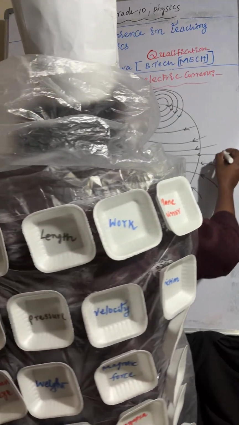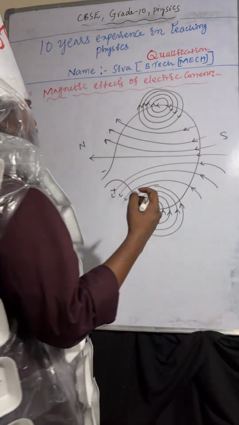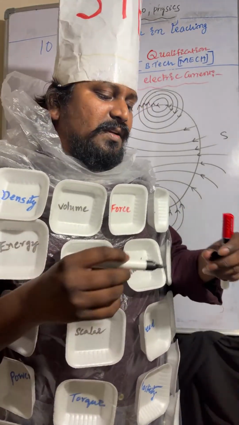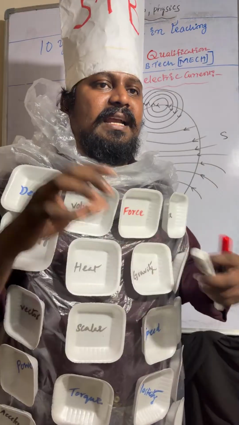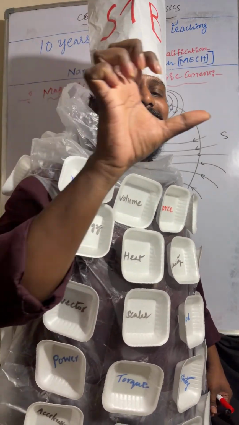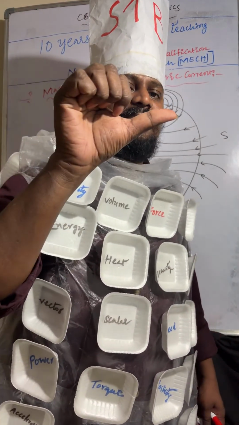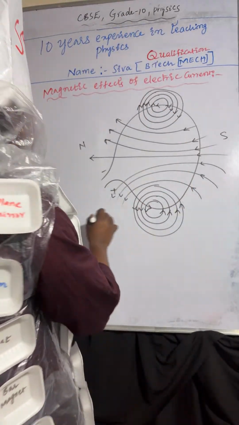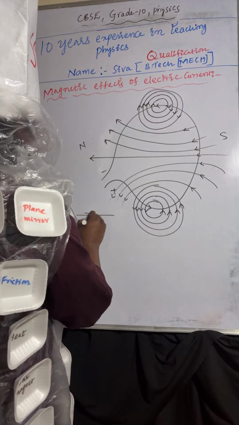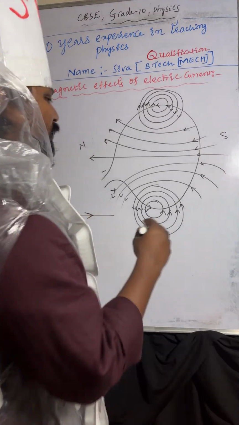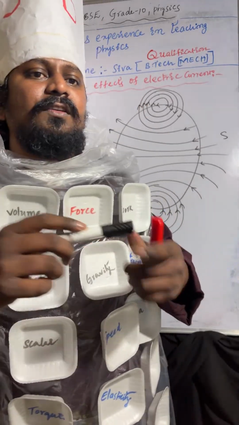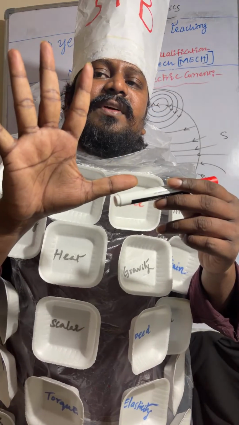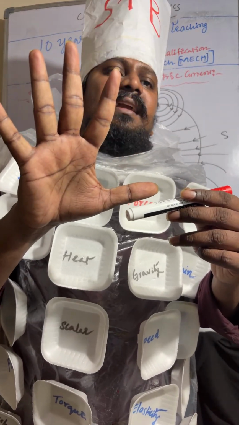So, sir, how can you say that? By using what rule can we identify? By using the right hand thumb rule. If the current is passing like this, along the current direction you have to place the thumb. By using the right hand thumb rule, we can identify the magnetic field around the current carrying conductor.